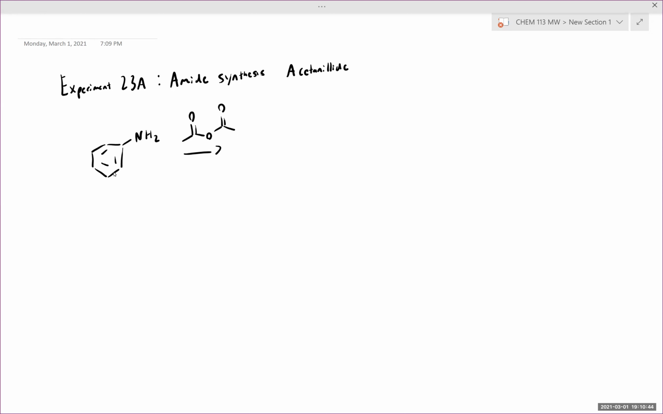So in this case, we have a nucleophilic nitrogen-centered nucleophile and an electrophilic carbon-centered electrophile. In this reaction, aniline will attack acetic anhydride. We will generate the following tetrahedral intermediate, and the intermediate will collapse, and we will lose an equivalent of acetate in this case.